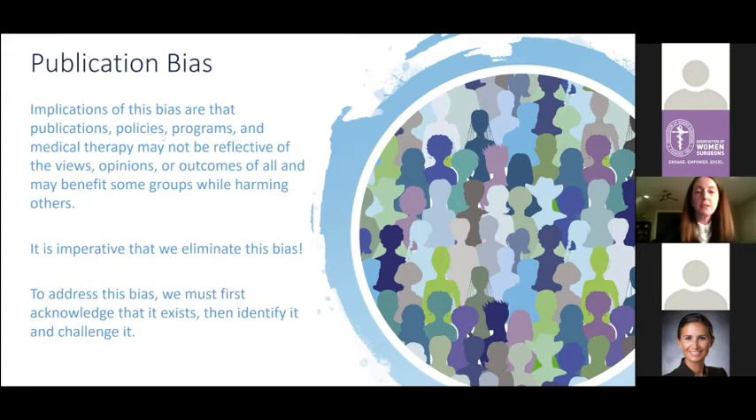Now, the implications of this bias are that publications, policies, programs, medical therapies just may not be reflective of the views and the opinions or the outcomes of all, and they could benefit some groups while harming others. So it is imperative that we as a collective eliminate this bias. But to address the bias, we have to first acknowledge that it exists. Then we need to identify it, and then we need to challenge it.